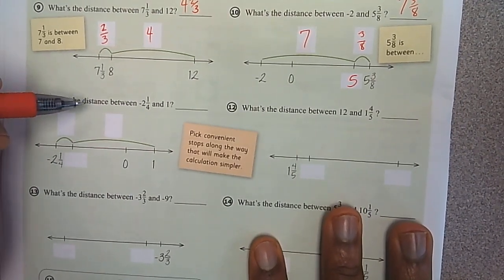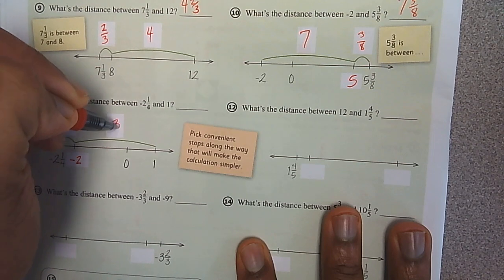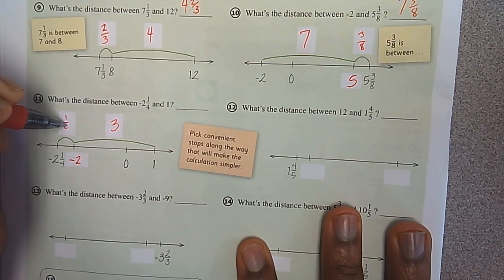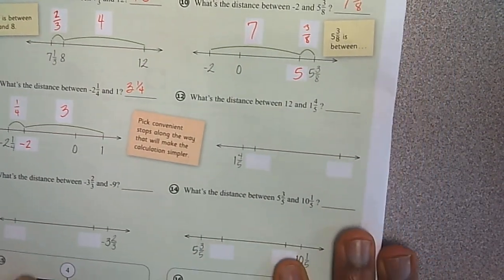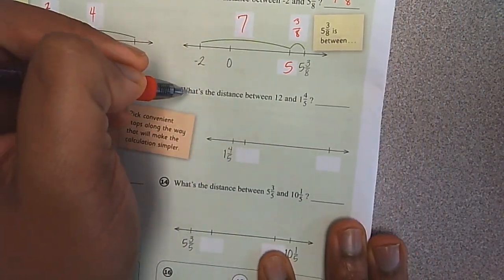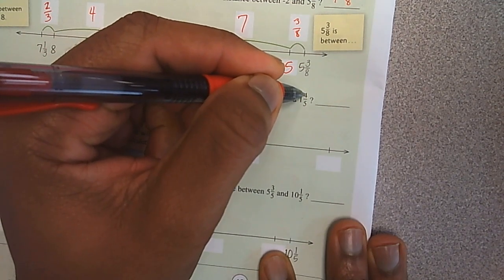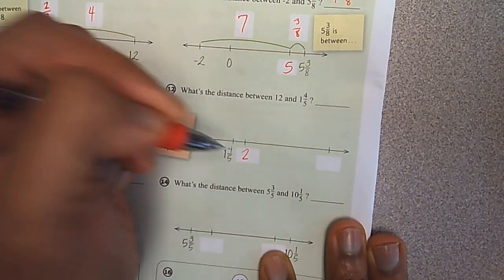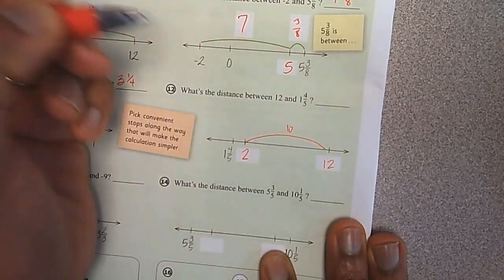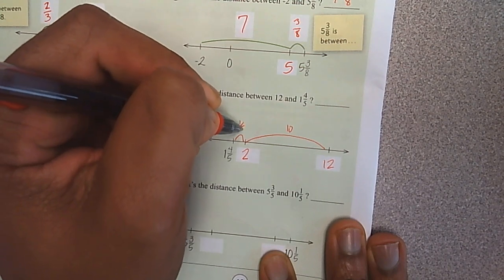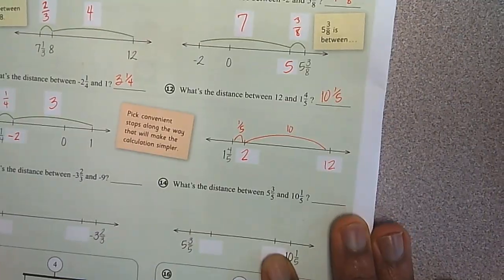What's the total distance between? So my nearest integer would be -2. This is 3, and then that would be 1/4. So this is 3 and 1/4. What's the distance between 12 and 1/4? So my nearest is 2. So this is 12. My distance is 10. This would be 1/5. So this is 10 and 1/5.